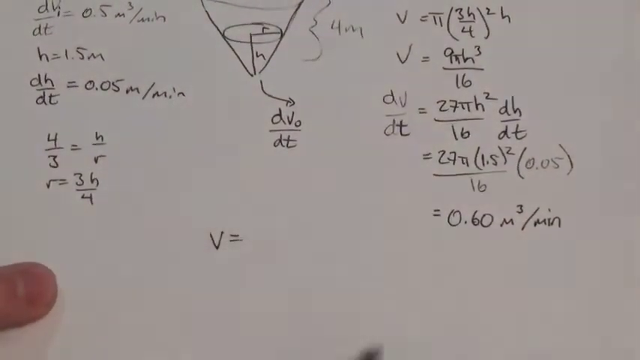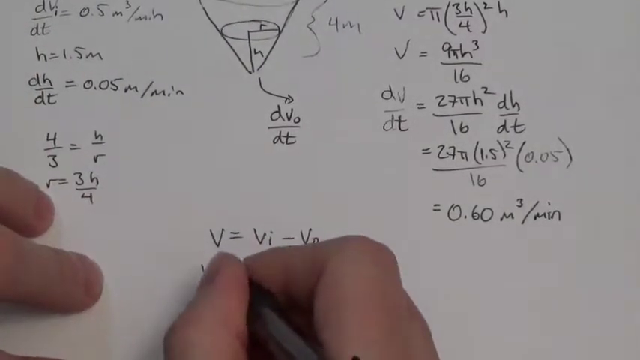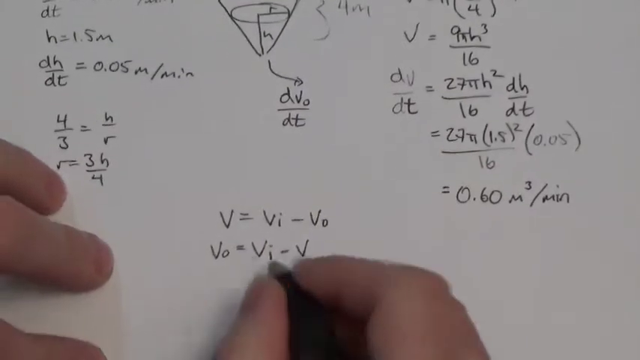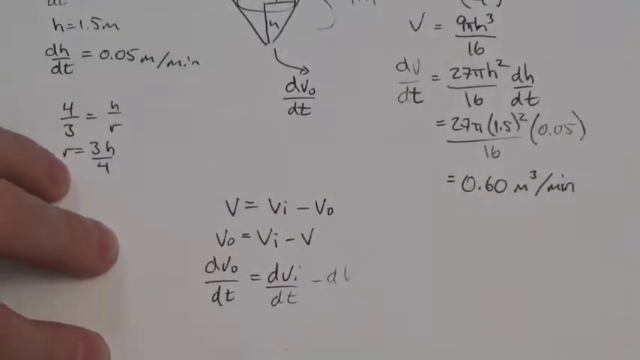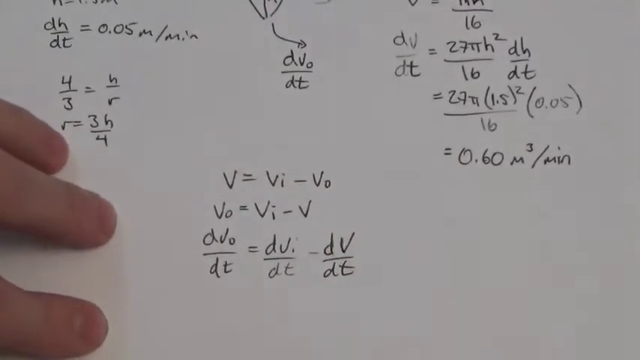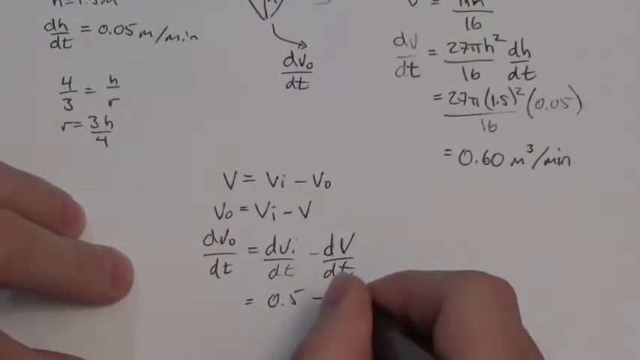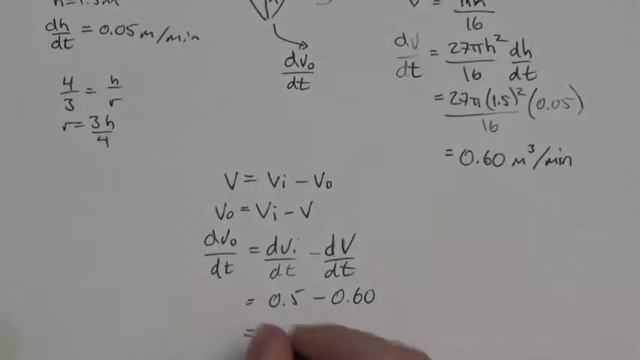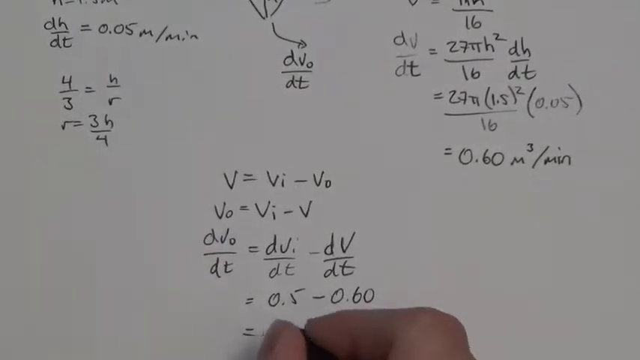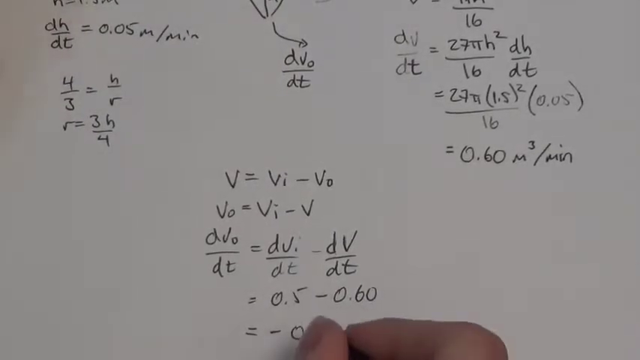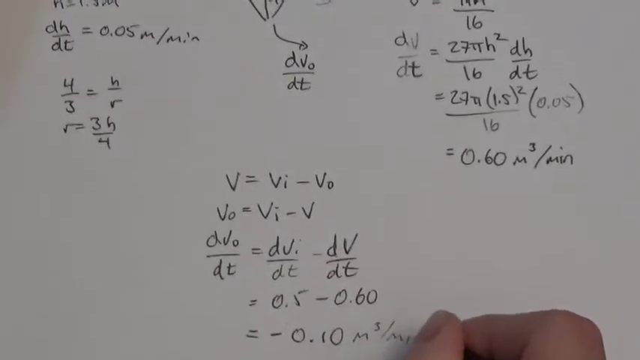Now, the volume of this cone is going to be the volume in minus the volume out, which means my volume out is going to be the volume in minus the change in volume. So dV_out/dt is going to equal dV_in/dt minus the change in volume overall by dt. I know both of these pieces. I know that we are pumping water in at 0.5 meters cubed per minute, and we are changing at 0.60 meters cubed per minute. So on my calculator, 0.5 minus the answer I came up with previously, and we get that we are actually losing at, to the nearest hundredth, 0.10 meters cubed per minute.